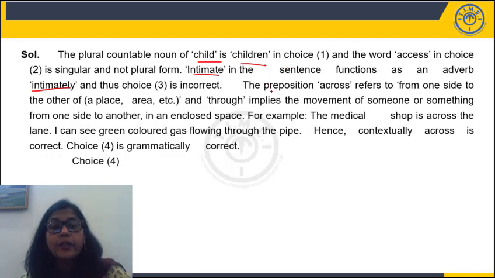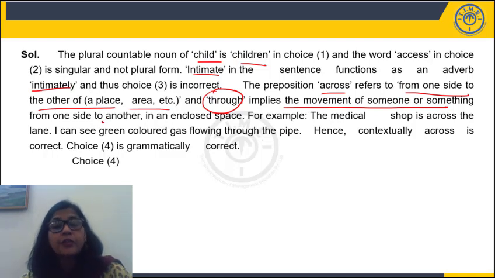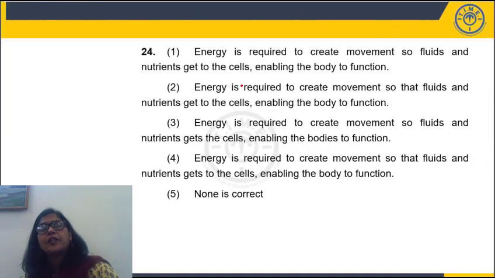Yes. Now, interesting over here. The preposition across refers to from one side to the other of a place, area, etc. And through implies the movement of something from one side to the other in an enclosed space. So through is used for an enclosed space, right? For example, the medical shop is across the lane. I can see green colored gas flowing through the pipe. Right? So option 4 is your contextually, logically, grammatically correct answer. Question number 24.